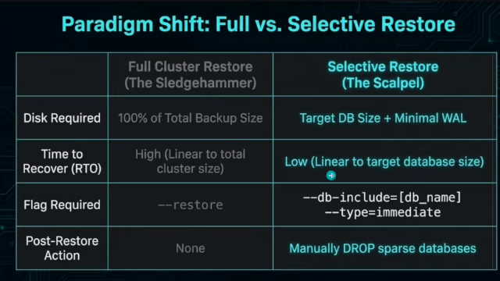But here, since we are going to restore a particular DB, which is very linear, what is the flag we are going to use in pgBackRest? For the full restoration we use hyphen restore, but here we have to use hyphen db include of database name, with post restoration action being none. So here we are going to drop it manually.